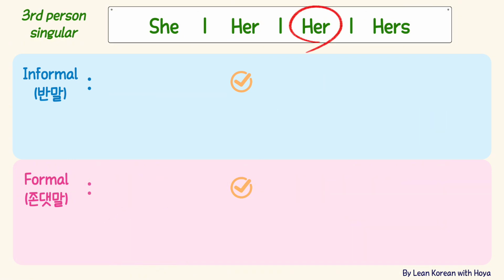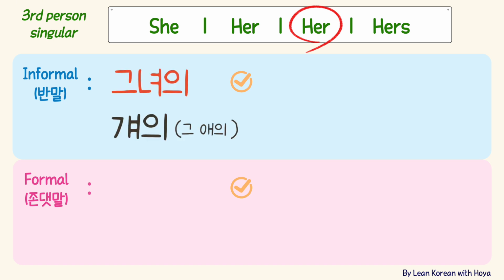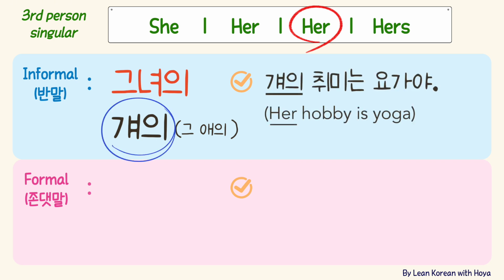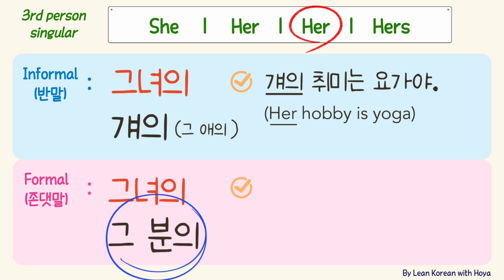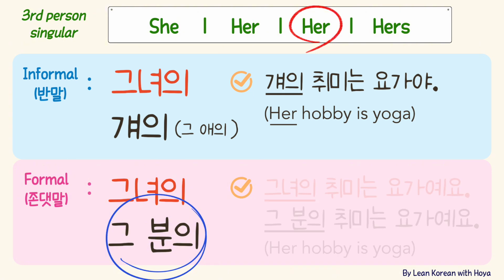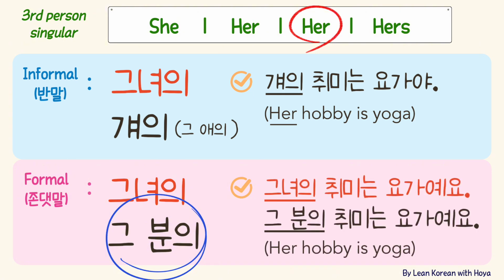The next one is her. For informal speech, we're going to replace 그녀의 with 걔의. Her hobby is yoga. 걔의 취미는 요가야. For formal speech, we're going to replace 그녀의 with 그분의. 그분의 취미는 요가예요.